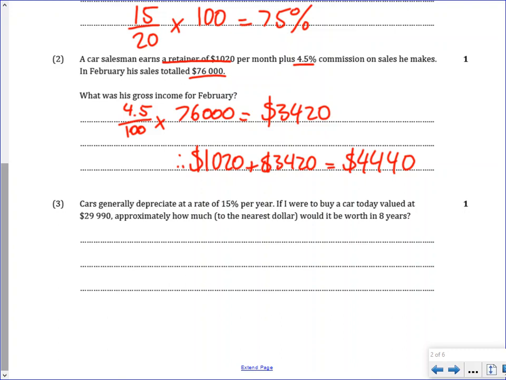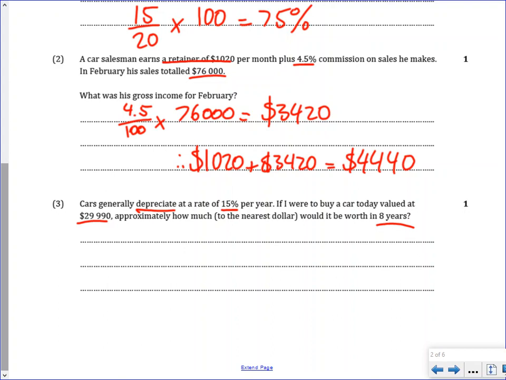Cars generally depreciate at the rate of 15% per year. If I were to buy a car today valued at $29,190, approximately how much to the nearest dollar would it be worth in 8 years? So that's the initial price. We've got 15% per year, 8 years. We're talking about depreciation. So when we're talking about depreciation, as we know, it's basically compound interest, except with a minus instead of a plus in the bracket, because it's going down in value. If it's going up in value, like an investment or something, it is a plus.